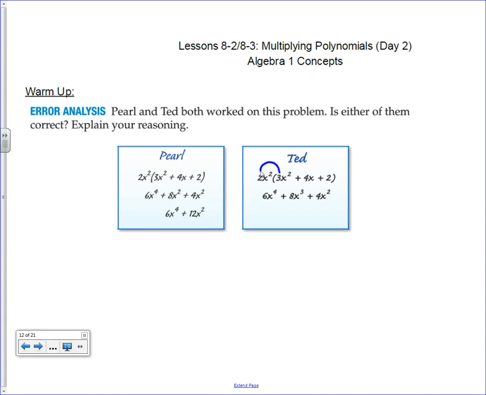What did Ted do with his coefficients? So that's a 6. What did he do with his exponents? So we got a 4. Here we get an 8. Now remember, there's a little 1 on this guy, right? Which means that should be a 3. And then we're good there.